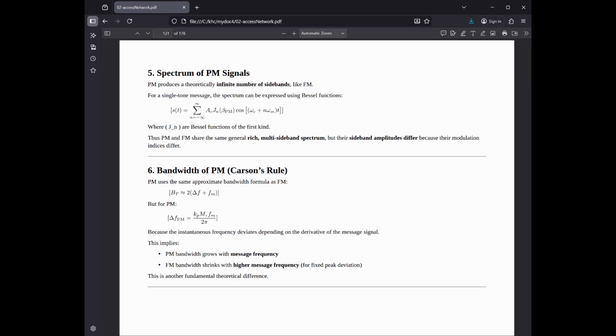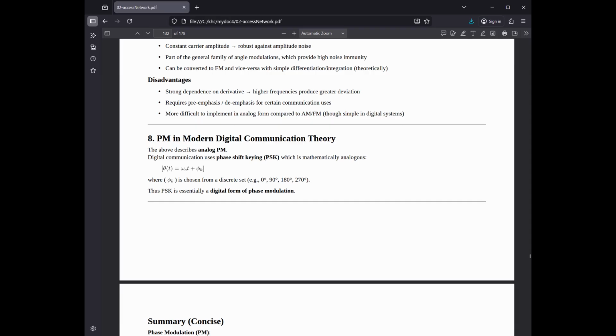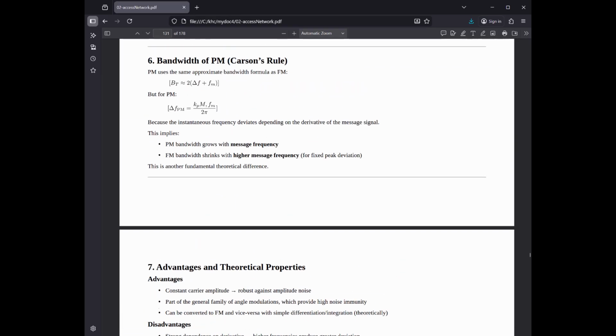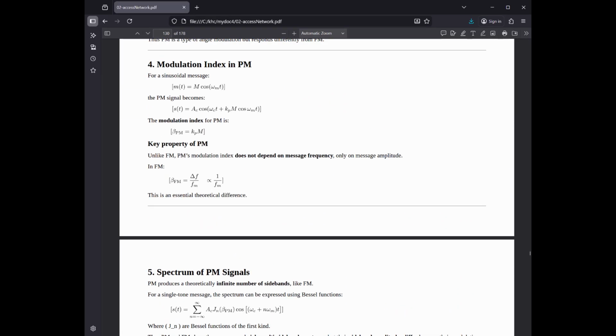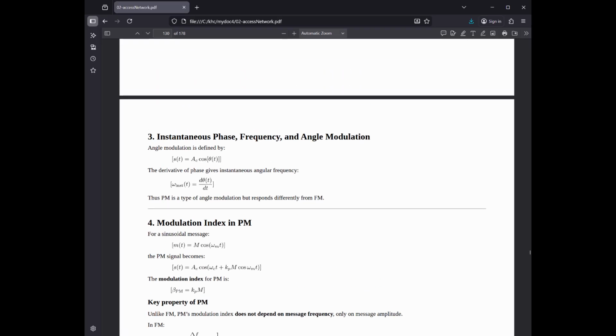Power distribution. A key feature of the PM spectrum is that the total power remains constant. In AM, adding a message increases the total power of the signal. In PM, adding a message simply redistributes the existing power from the carrier into the sidebands. The total area under the spectral curve always stays the same.